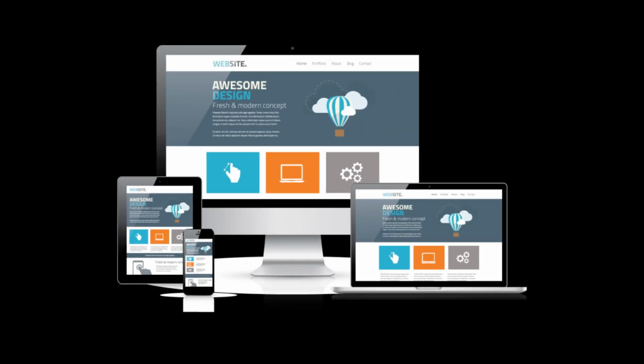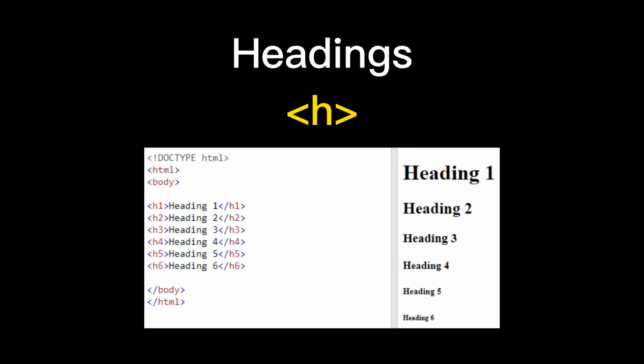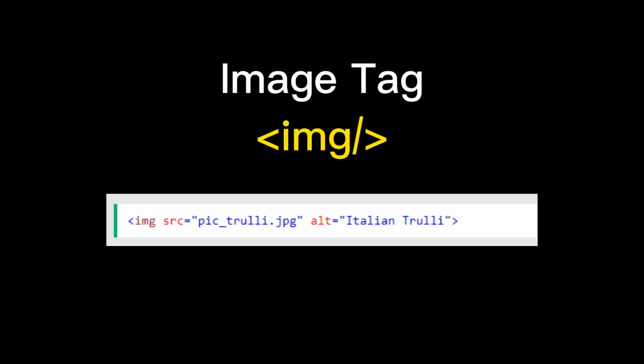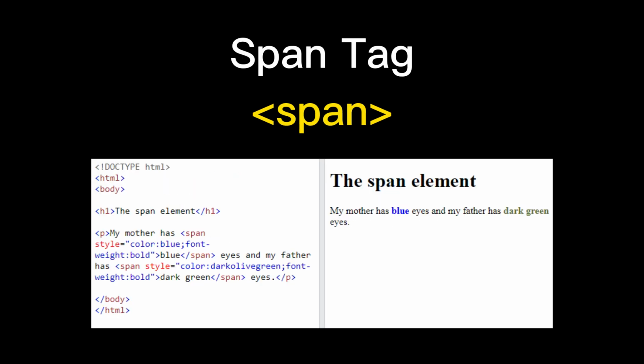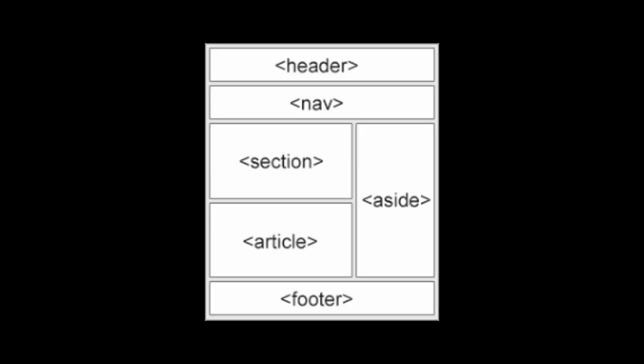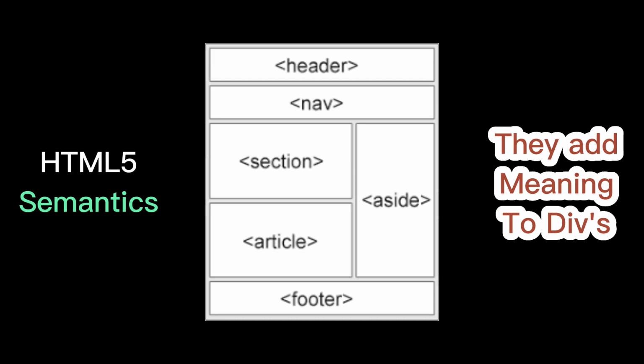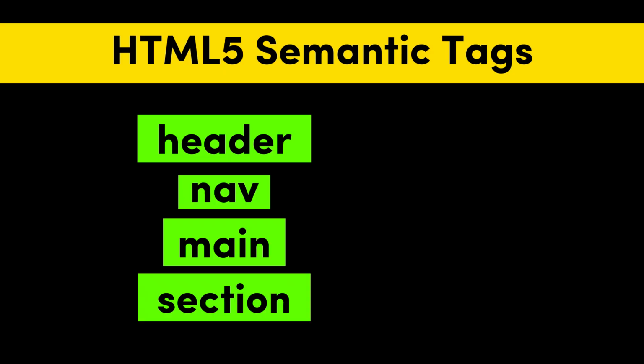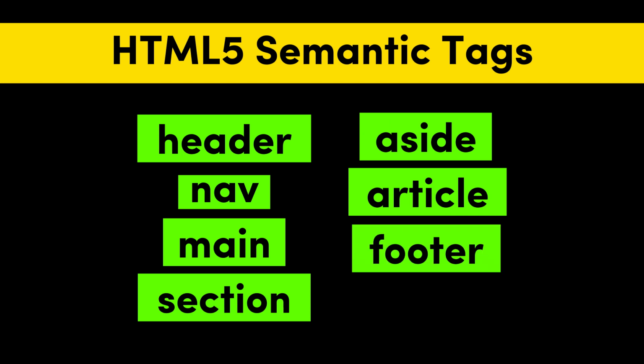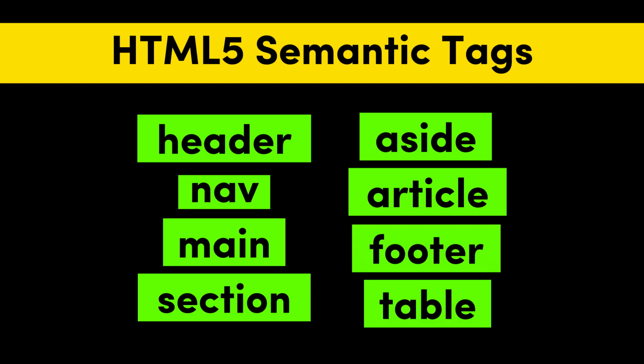To build a site, you only need to use some common HTML tags such as headings that are from H1 to H6, link tags, image tag, unordered lists, divs and spans. In addition to these tags, there are some HTML5 semantic tags that are used in place of divs and they provide some meaning to divs, such as header, nav, main, section, aside, article and footer tags. And you might also need table and drop-down tags as well in some situations, but these are the common tags that are necessary for creating the structure of a website.